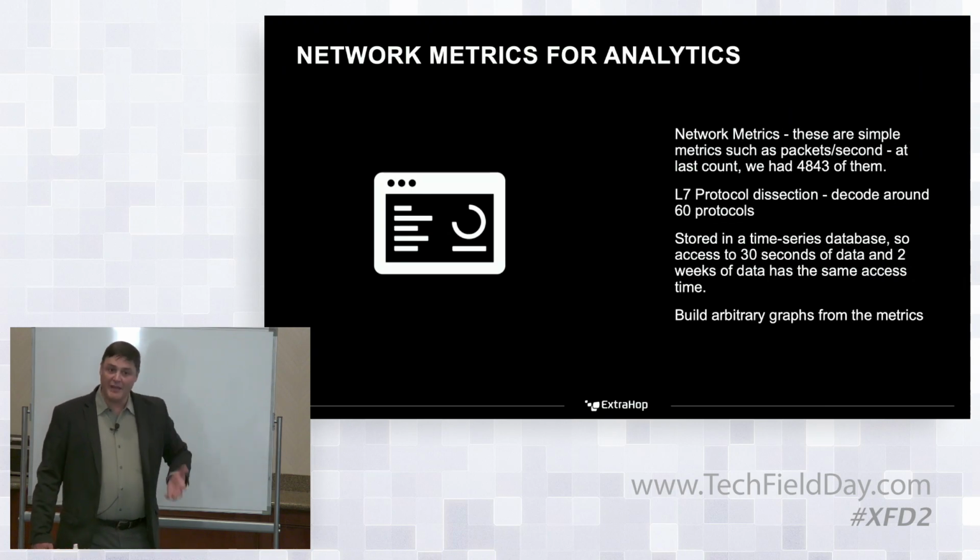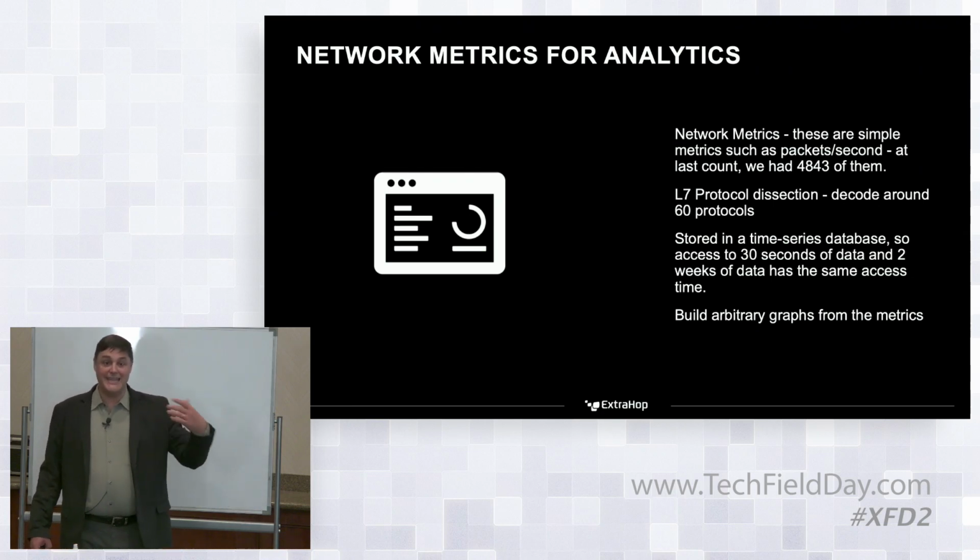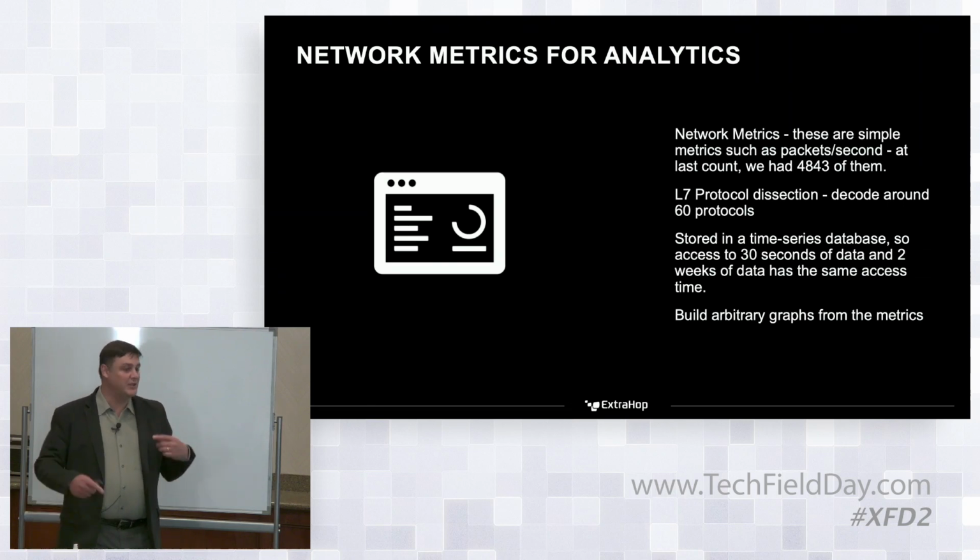So let's talk about those metrics. We mentioned metadata a couple times, and I want to define that a little bit better. Network metrics are simple things. Packets per second is probably the easiest one to think about. But then you start thinking, well, I don't care about packets per second on my network. I care about packets per second per device. And now you've got it indexed by IP address. And now I don't care about packets per second. I care about HTTP requests per second. And that's another metric, right?